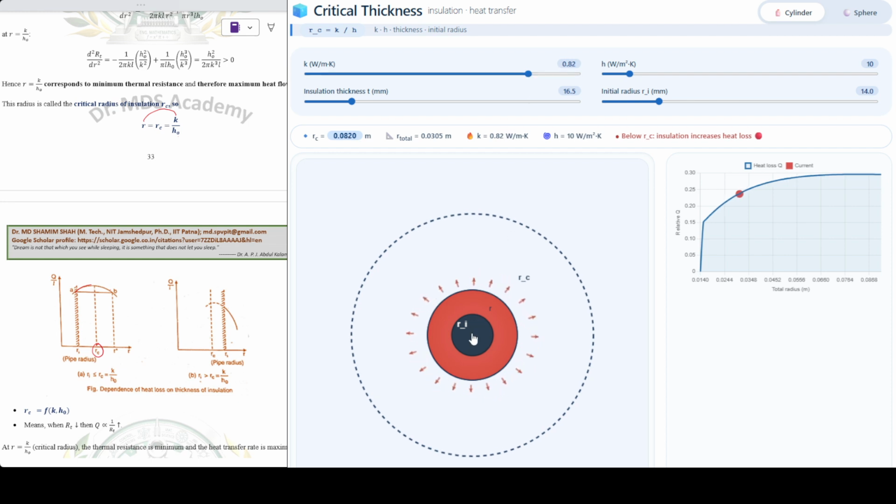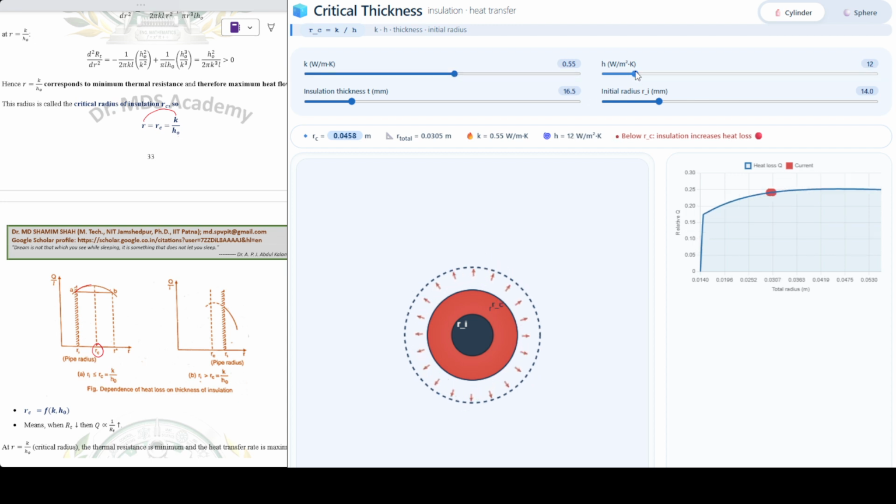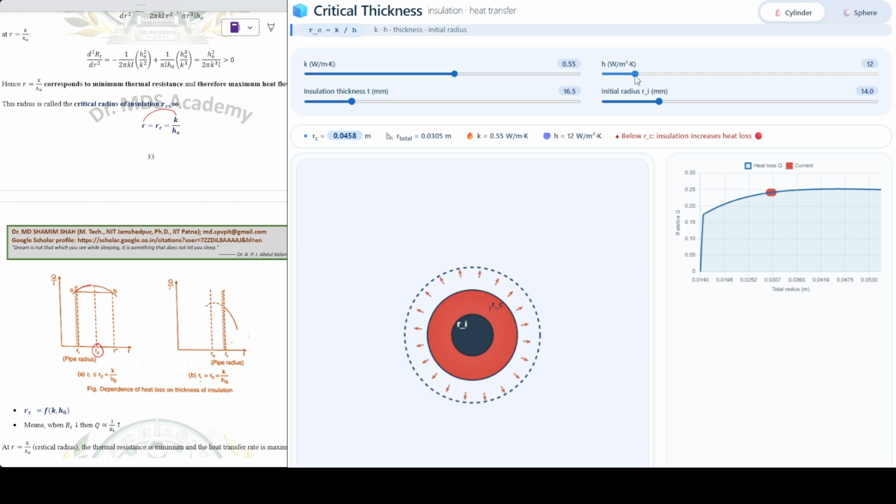RC means the distance from the center to this point. Lesser is the K value, lesser is the RC. More is the H value, lesser is the RC. See, in real time the data is changing. So lesser is the H value, more is the RC, because H and RC are inversely proportional as we had seen in the formula.